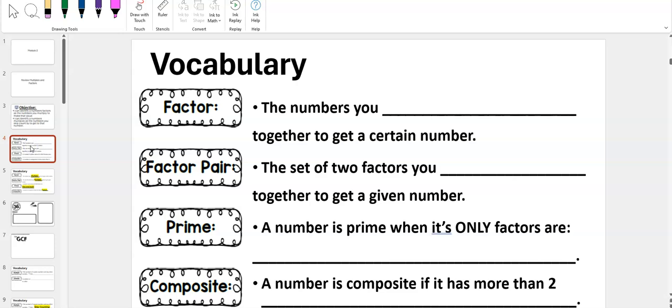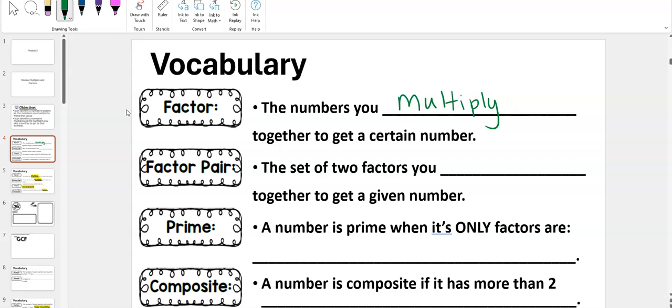All right, so we have some vocabulary words that we're going to start with. A factor is a number that you multiply together. We need to know the difference between a factor and a multiple because we're going to use this with finding GCF and LCM. A lot of students confuse factors and multiples and get their problems wrong, even though they did all the work right, but they did it for the wrong problem.